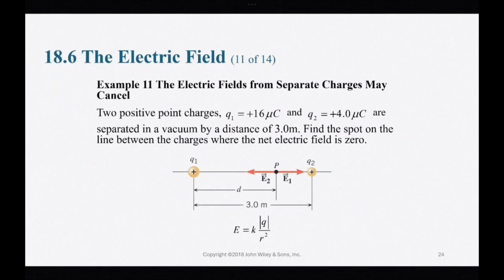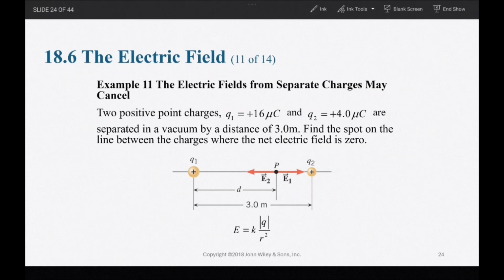Now, these two positive charges, our next example, are separate charges. The two positive charges, Q1 equal to 16 microcoulomb and Q2 equal to 4 microcoulomb, are separated in a vacuum by a distance of 3 meters. Find the spot on the line between the charges where the net electric field is 0. With this one, let's check the givens.